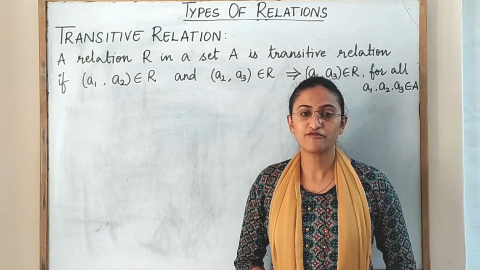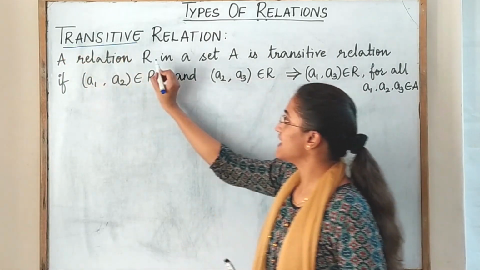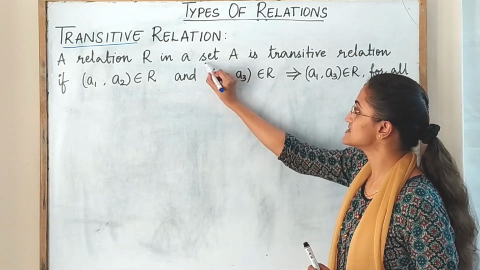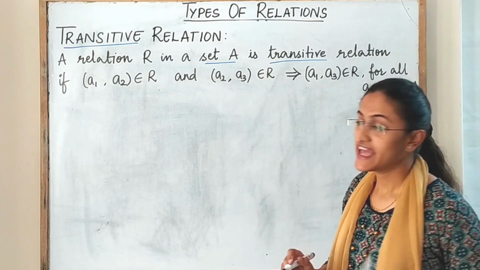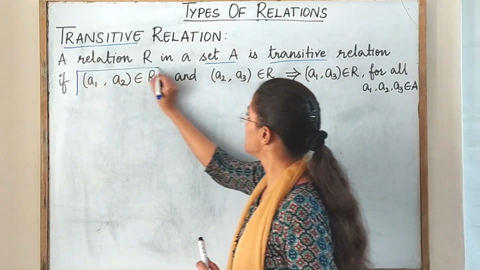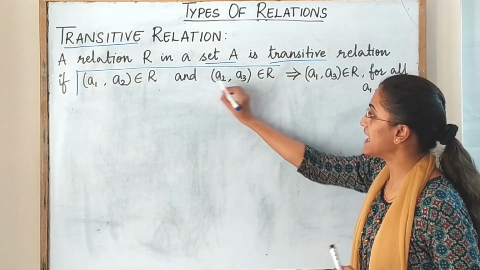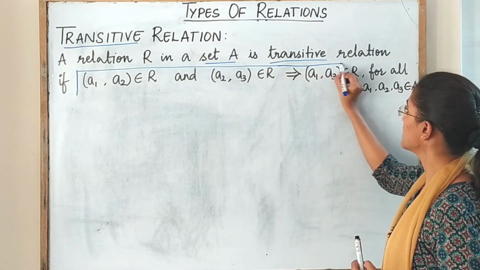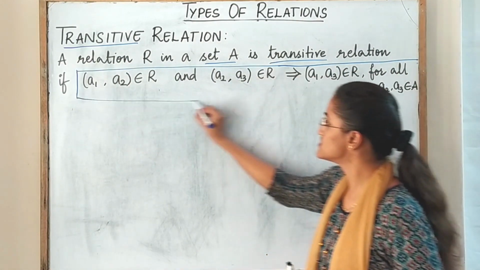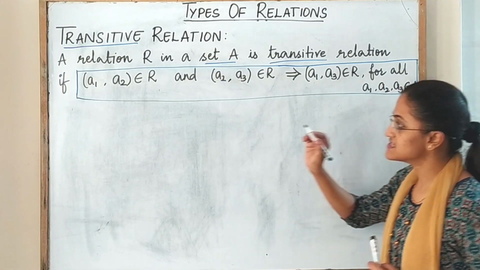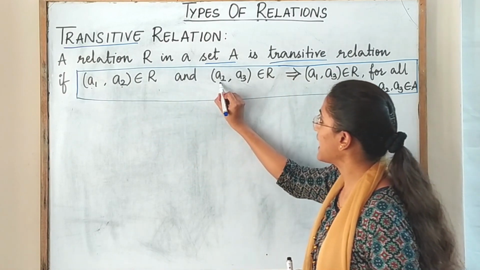The next type of relation is the transitive relation. If a relation R is defined on the set A, that relation is said to be a transitive relation if, look at the condition, if (a1, a2) belongs to R and (a2, a3) belongs to R, that implies that (a1, a3) should also belong to R. That is, look at these two ordered pairs, (a1, a2), (a2, a3).